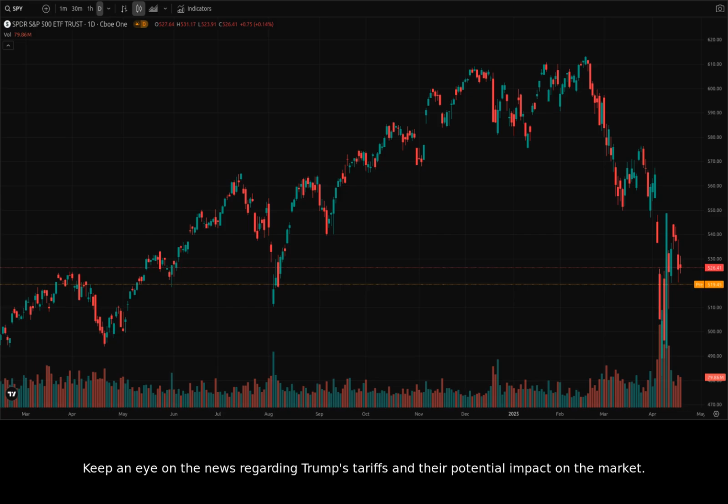Keep an eye on the news regarding Trump's tariffs and their potential impact on the market. Also monitor the CBOE Volatility Index, VIX, for signals of increased market uncertainty.